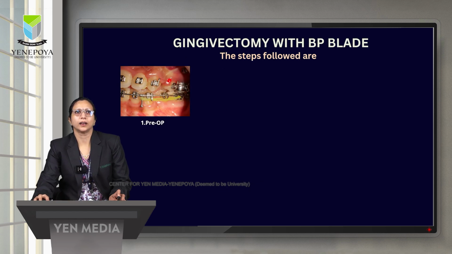As we can see, there is an enlargement between this canine and the premolar area. So this is an enlargement which requires excision because the teeth can then be moved closer together.